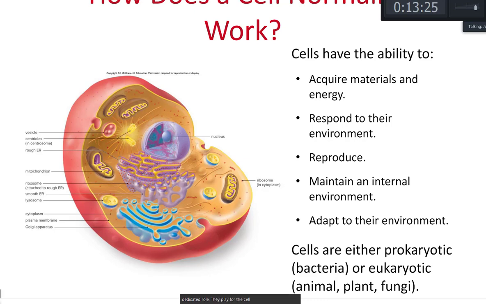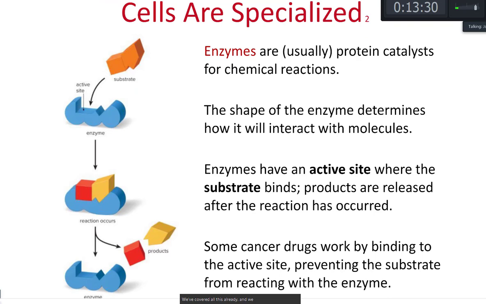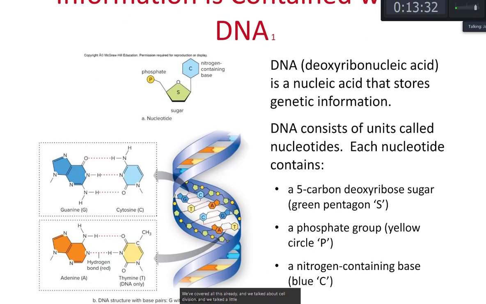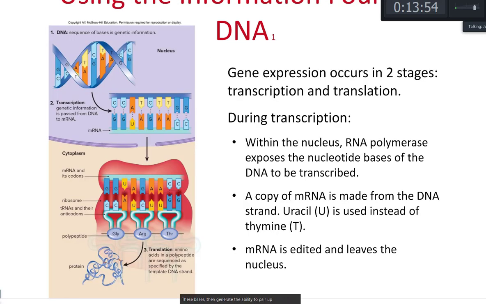All right, so we're going to fast forward a few slides here. We covered all this already, and we talked about cell division, and we talked a little bit about the fact that DNA is where all that information that codes for what a cell is going to output is located, right? DNA is inside the nucleus. That's the genetic information that is made out of 4 bases: the guanine, the cytosine, the adenine, and the thymine, right? These bases then have the ability to pair up and form this helical structure, and that's what you see.